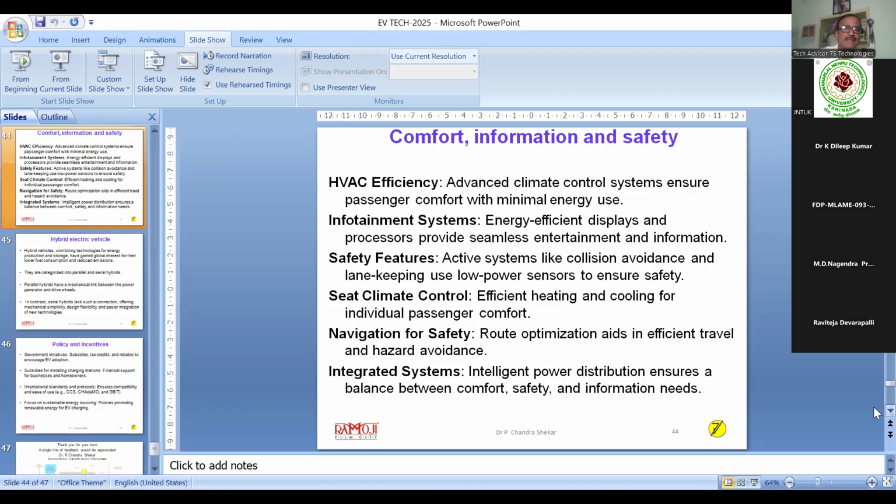Similarly, infotainment systems: energy efficient displays and processors provide seamless entertainment and information, like front panels and all this. Safety features: active systems like collision avoidance and lane keeping use low power sensors to ensure safety also. Seat climate control: energy efficient heating and cooling for individual passenger comfort is also possible with electric vehicles. Navigation for safety: route optimization aids in efficient travel and hazard avoidance. Integrated systems: intelligent power distribution ensures the balance between comfort, safety, and information needs.